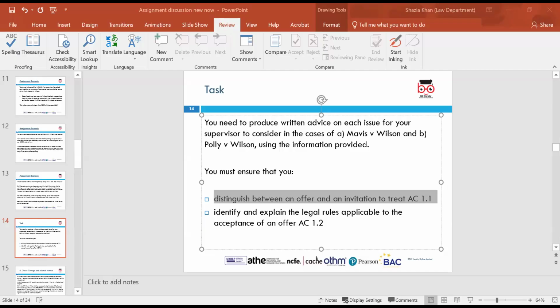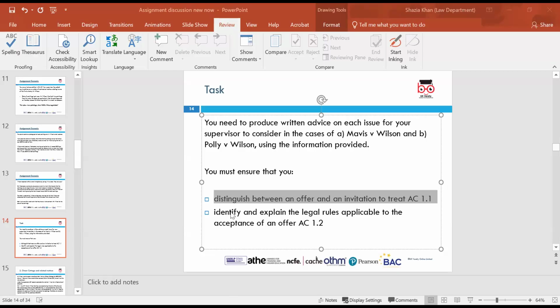So here you would need to distinguish between an offer and an invitation to treat. You would need to use case law, such as the case of Partridge and Crittenden. You would also need to look at cases in regards to invitation to treat and offer and acceptance.